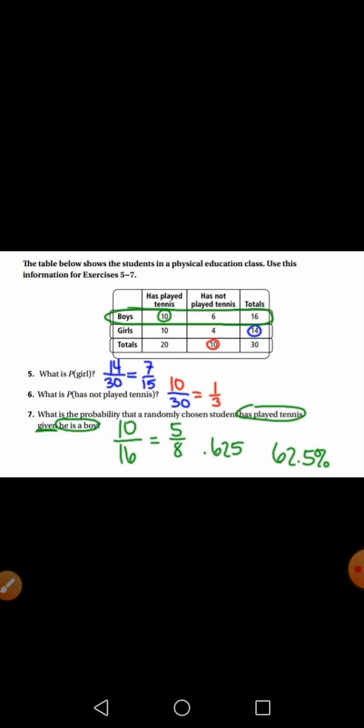Okay, for number 7, what is the probability that a randomly chosen student has played tennis? Gavin, he is a boy. So the total number is boys. Look at the boys number here, it is 16. And the numerator of the probability of the event, has played tennis. How many have played tennis among the boys? The common number between boys and played tennis is 10, so 10 over 16. I hope you got it very well.